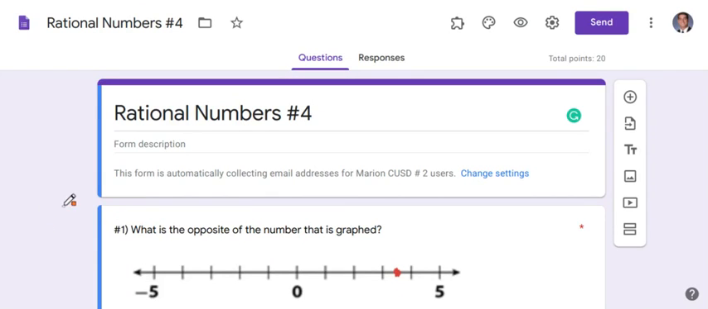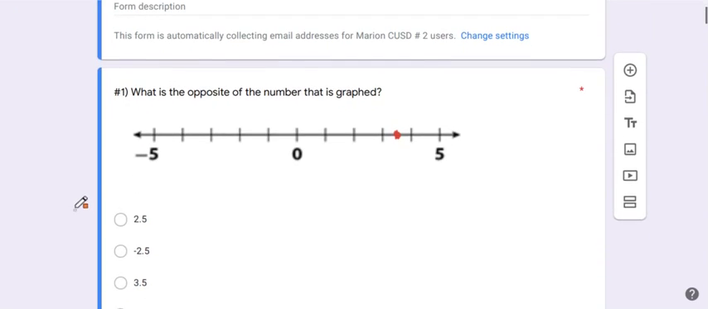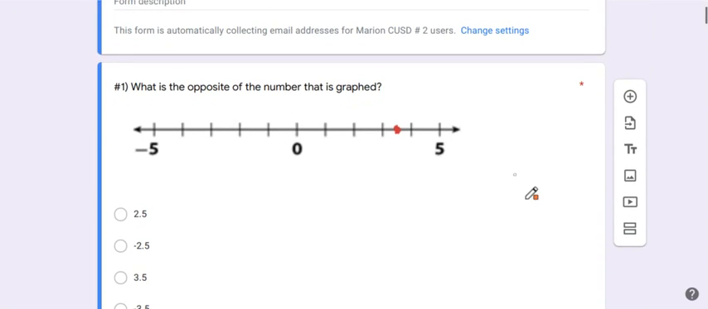In number one, we want to know the opposite of the number that is graphed. So in looking at this number line, I need to determine how much each jump, or each tick mark, is worth. Well, if I start at 0, I jump 1, 2, 3, 4, 5 times to get to 5. And so that tells me that each jump on the number line is worth 1.